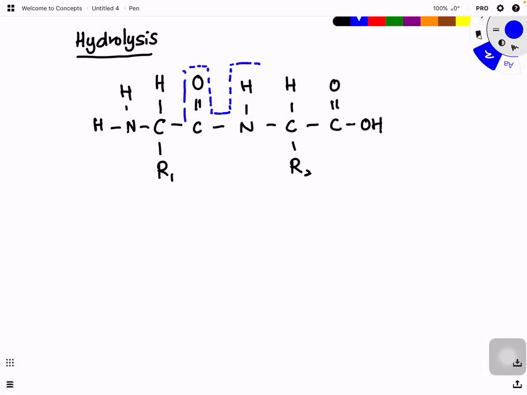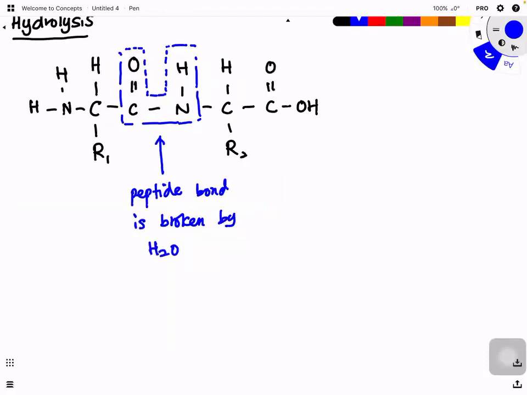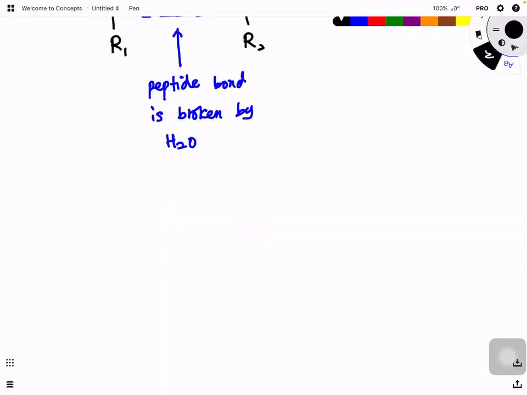We can highlight it with a dotted line, then write in here that the peptide bond is broken by H2O or water molecule. This means that we need to add a water molecule here. It's the reverse process of the condensation, so we name it hydrolysis.